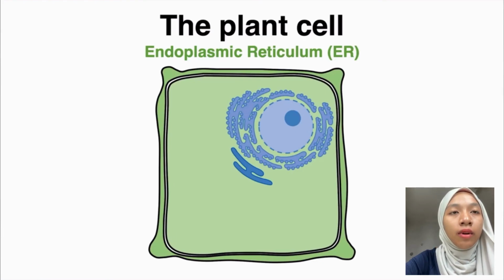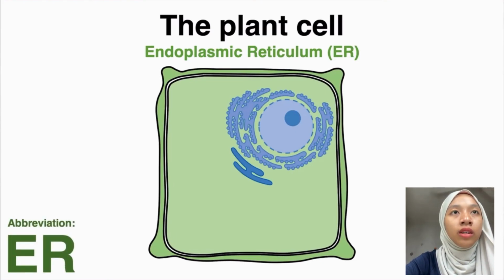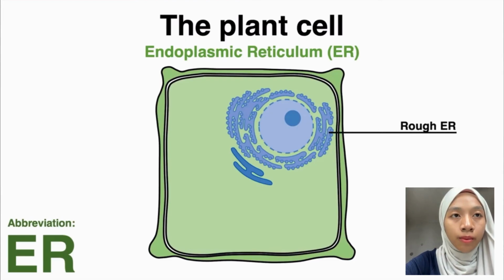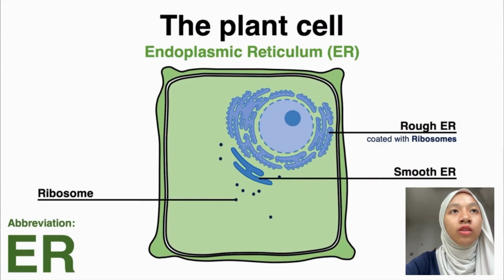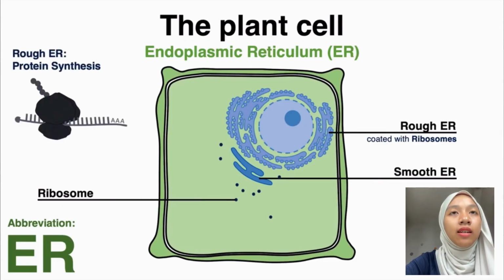The endoplasmic reticulum or ER comes in 2 forms. Number 1 is rough ER that is covered with ribosomes and helps produce protein. Number 2 is smooth ER that produces lipids and detoxifies harmful substances. The ER acts like a transport system inside the cell, moving materials.